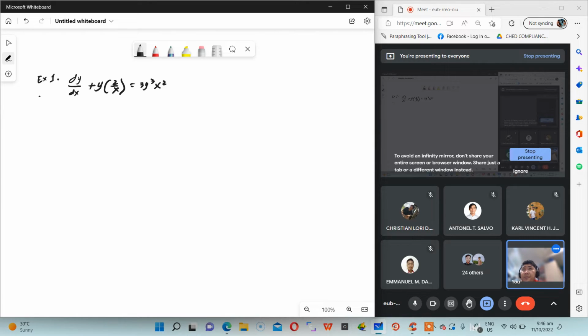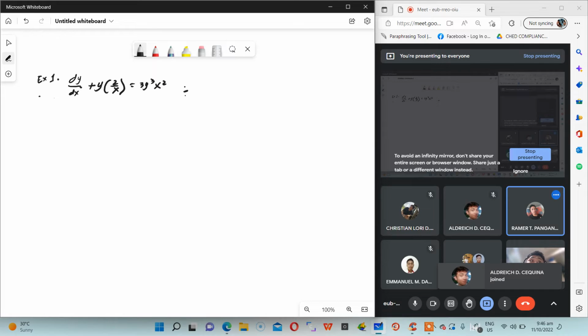So from here, we have dy over dx. So therefore, we need to divide this one with y cube. Sir, divide by y cube? Mag-divide pa lagi ta.